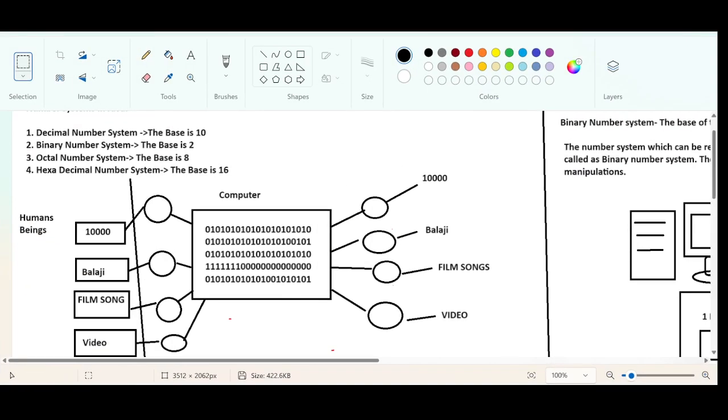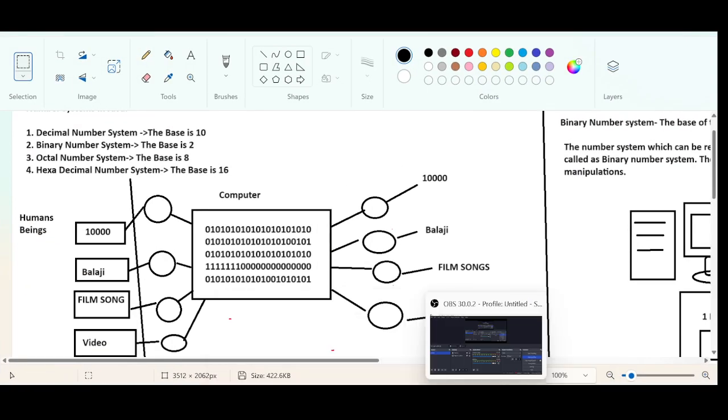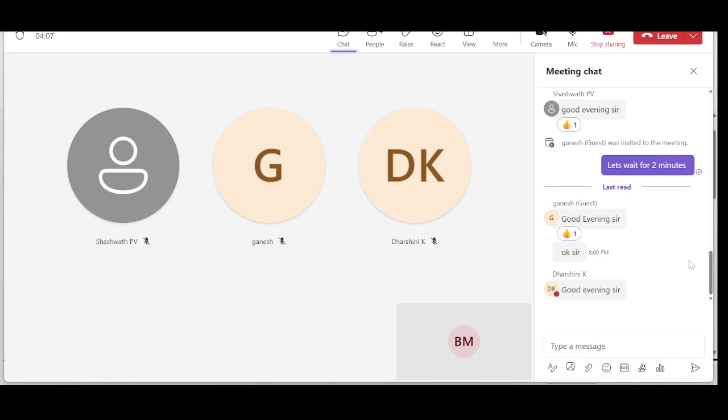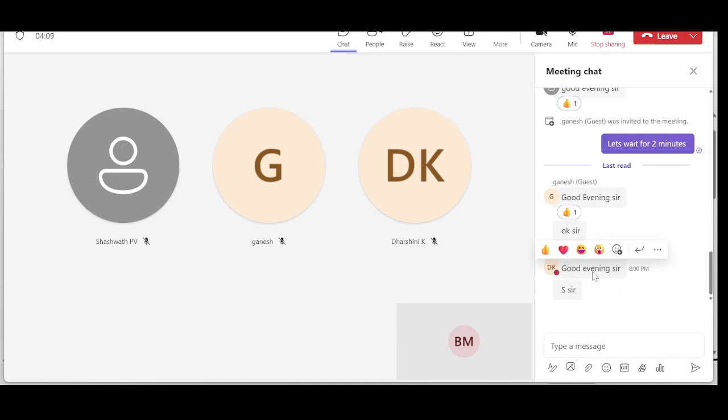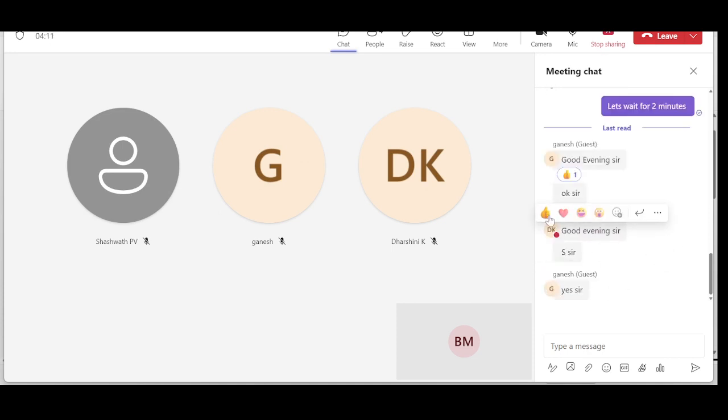I hope my screen is visible. Type yes in the chat box. Okay, Darshan. Okay, Ganesh. Okay, Darshan.